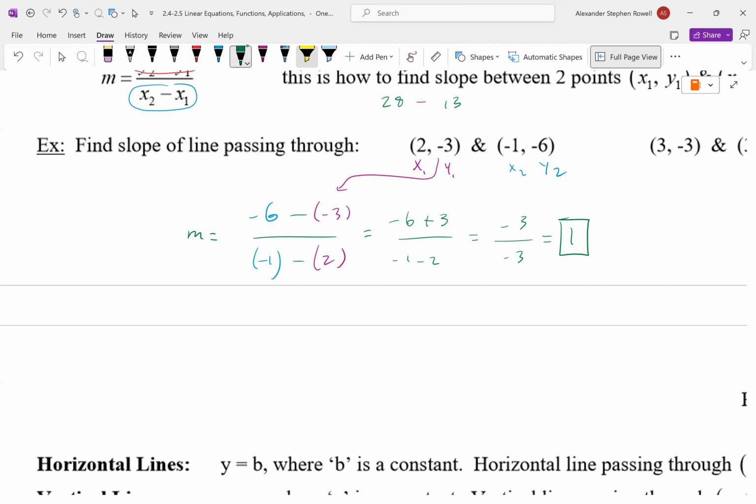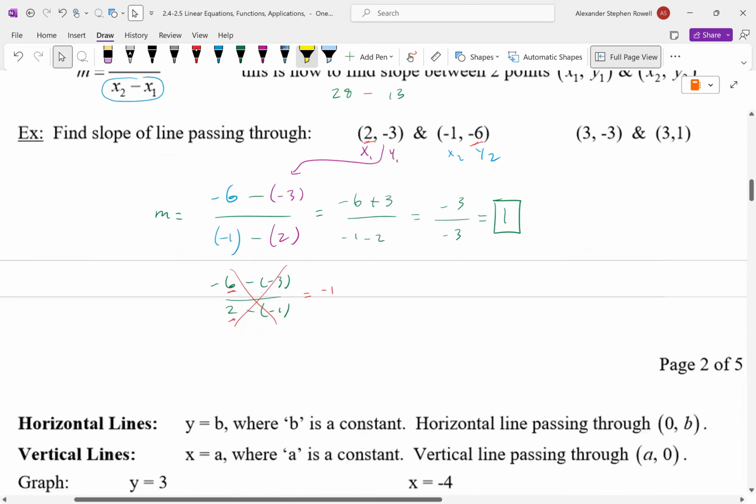What's the only way I can mess this up? -6 minus -3 over 2 minus -1. That's the only way I can mess it up. What did I do? I associated -6 with 2, which is the wrong ordered pair. As long as you label x1, y1 as the same ordered pair, x2, y2 is the other ordered pair, you'll be okay. That would give you the answer that's the opposite sign, -1, which is wrong, instead of positive.